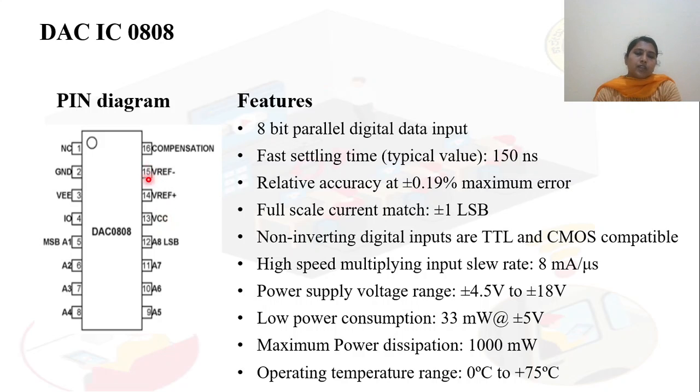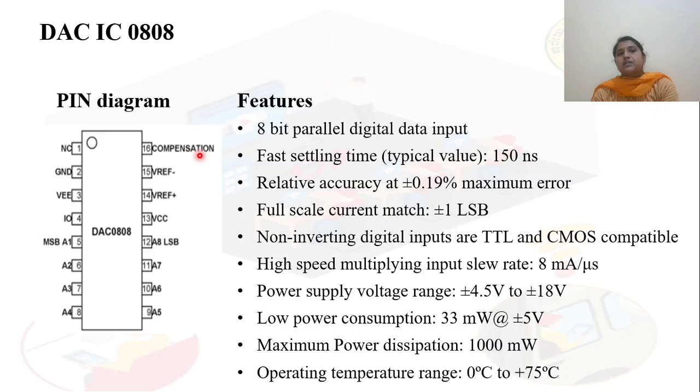Pin number 15 and pin number 14 are for providing negative reference voltage and positive reference voltage respectively. From pins 14 and 15, you get the positive reference voltage and negative reference voltage. Pin number 16 is compensation. Compensation pin means the compensation capacitor is connected here. So this is the compensation capacitor pin.